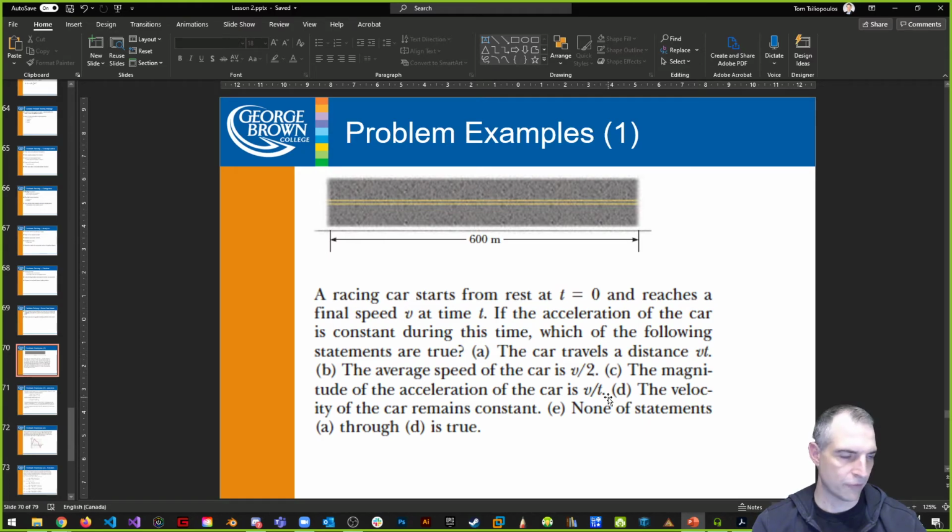And someone says all false. And the answer is true. And the velocity of the car remains constant. No, it does not, because it has acceleration. We know it's under constant acceleration. And so the answer is none of the statements are true.